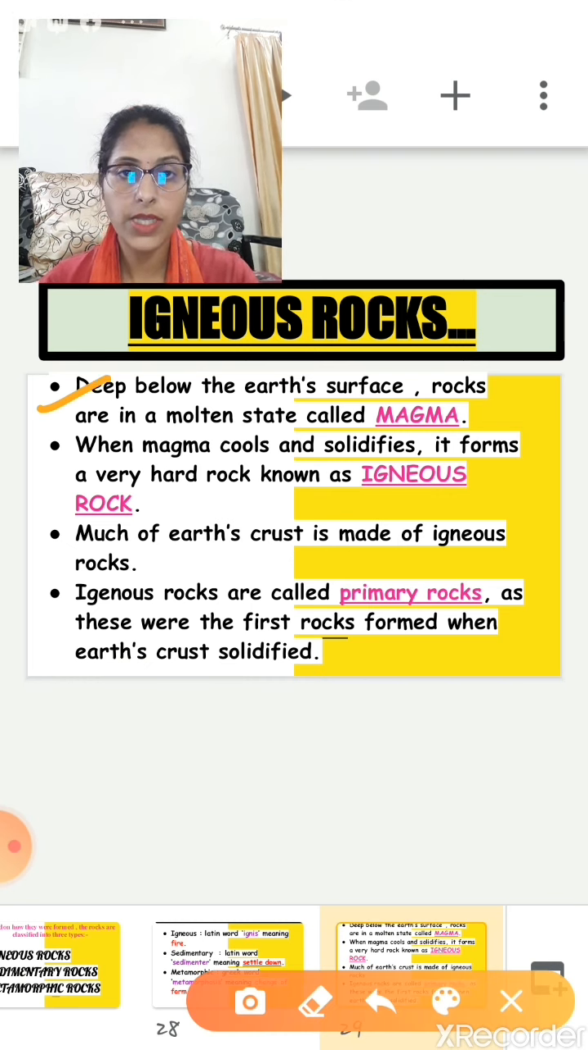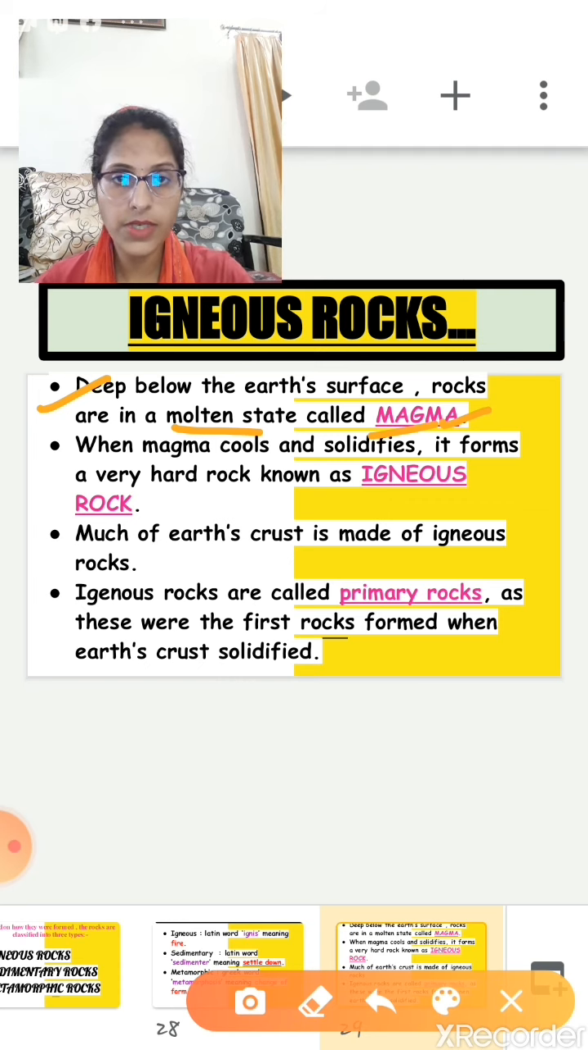Deep below the earth's surface, rocks are in a molten state called magma. In a previous video, we already discussed the magma and the lava. So children, as you all know, the temperature at the core is extremely high. So the matter present there is in the molten state called magma. Now the red molten magma coming out from the interior of the earth through the volcanoes is known as lava.